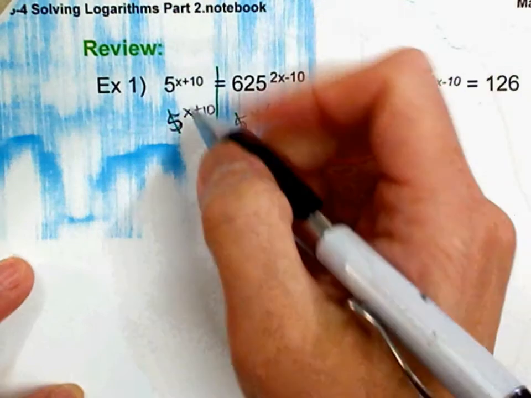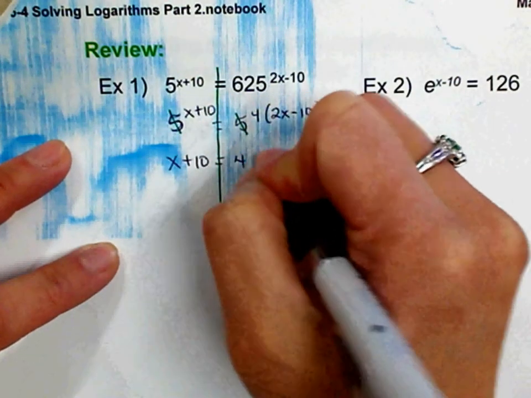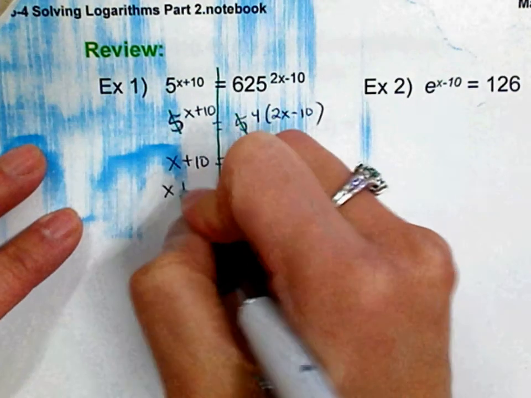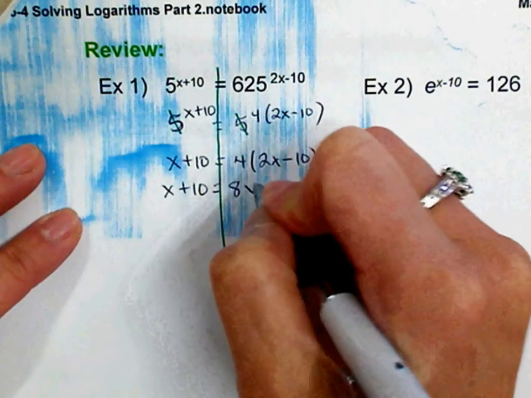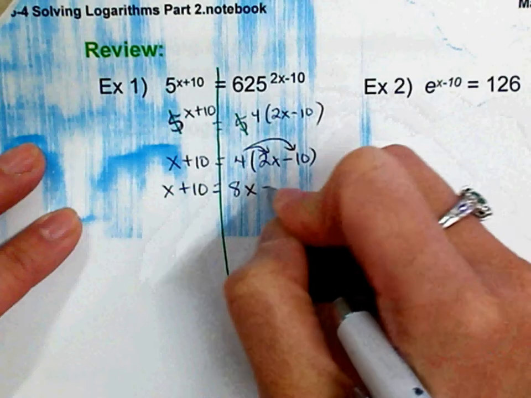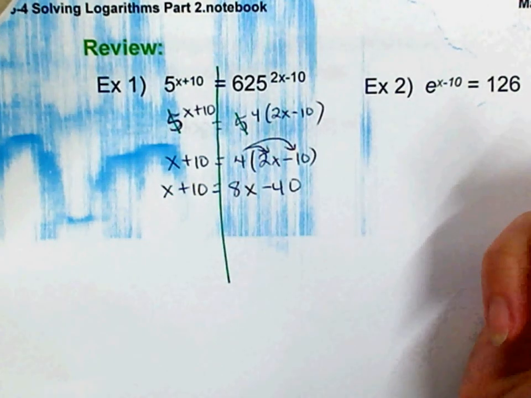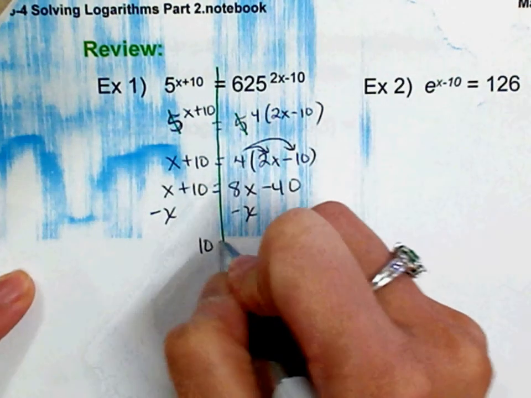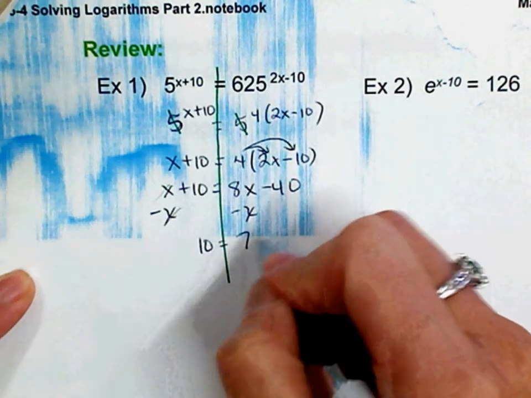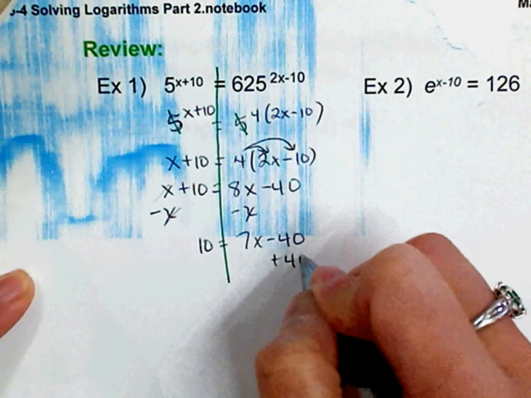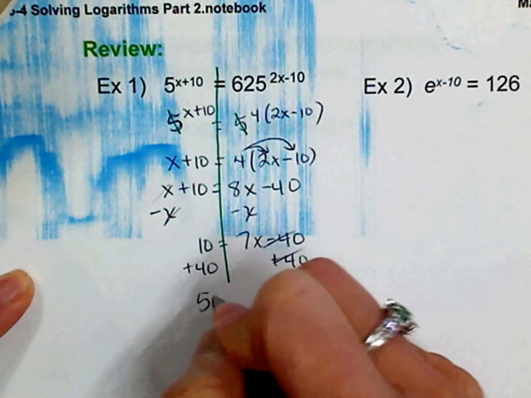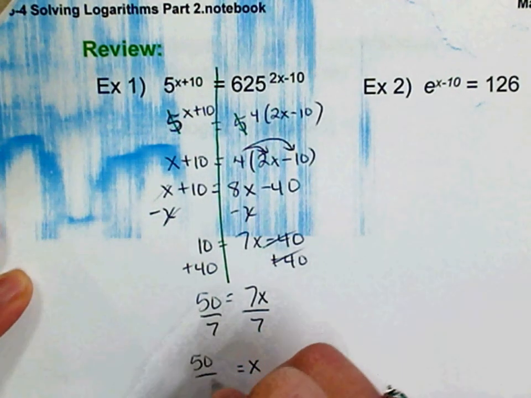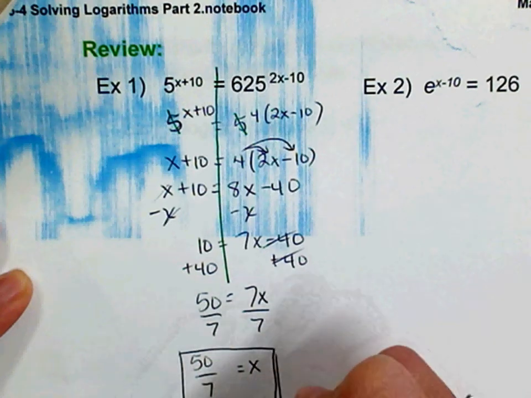Now that I have that, I can cancel out my same base. Bring down your exponent. X plus 10 equals 4 times 2x minus 10. Always check your answers though, okay? Solve. You distribute first. 4 times 2 is 8x. 4 times negative 10 is negative 40. Easiest thing for you to solve is always try to get rid of your variables first. So I'm going to minus x. These guys cancel, so you got 10 equals 7x minus 40. Add 40 to both sides. So 50 is equal to 7x. Divide by 7. X is equal to 50 over 7. Do not change it to a decimal. You need to have an exact answer.